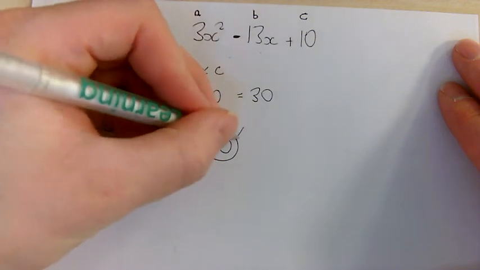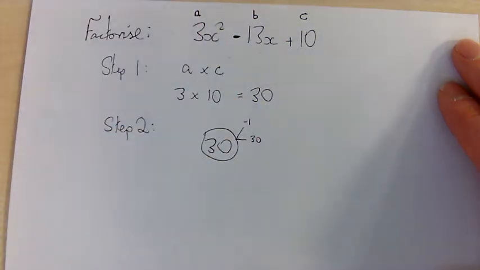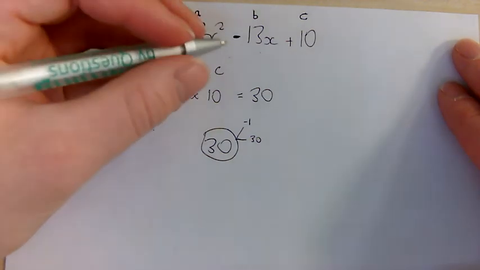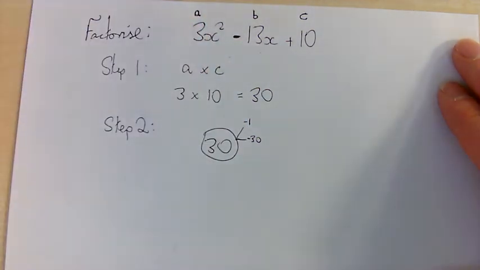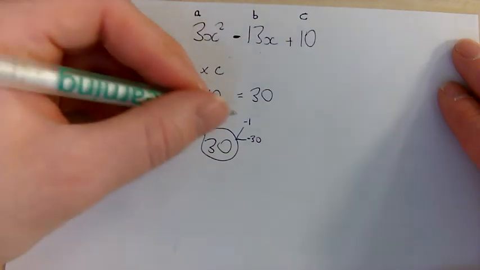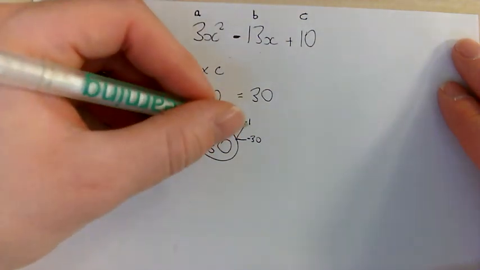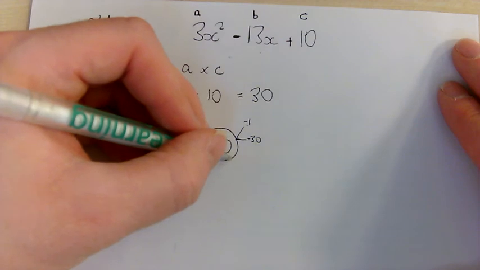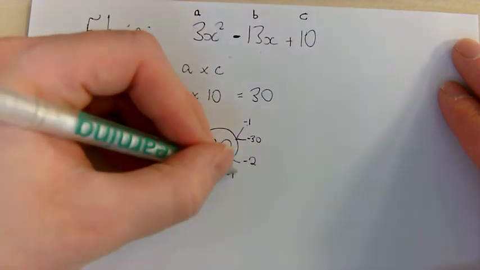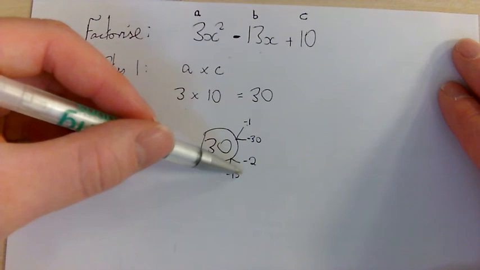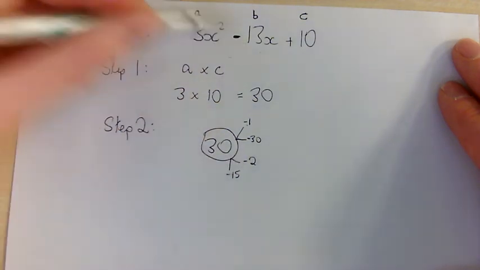So we could have minus 1 and plus 30. Minus 30, I should say. That would give us a positive 30 when we multiply, but it gives us a negative 31, so that's no good. We can also use minus 2, minus 15. When we add these two together, it'll give us a minus 17, but we need minus 13.